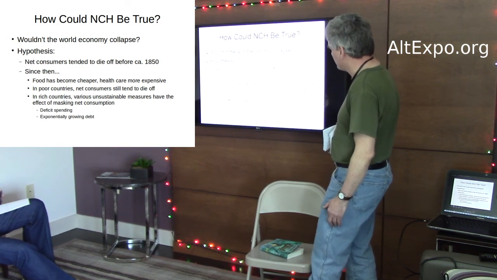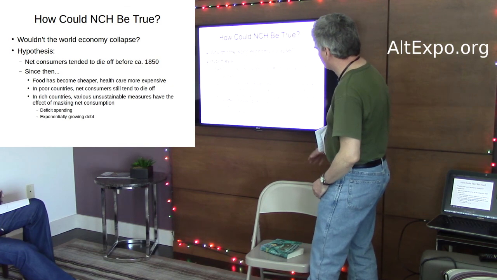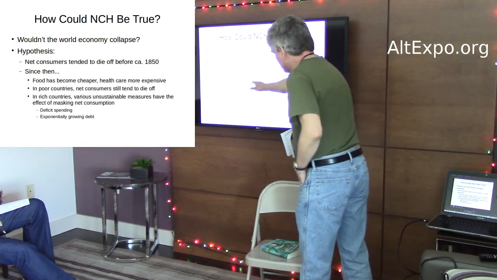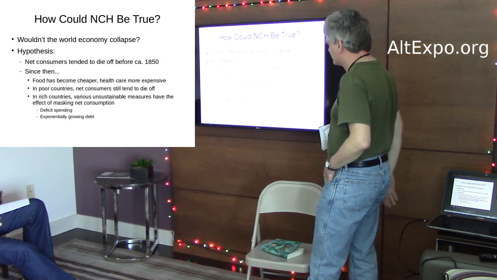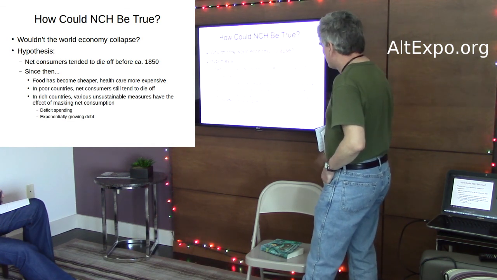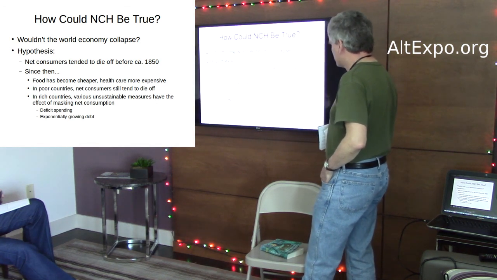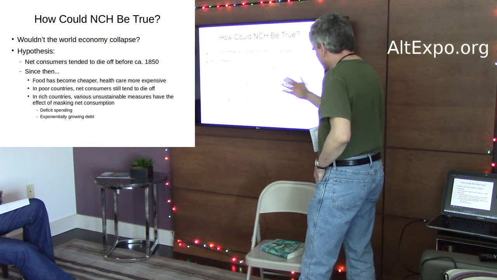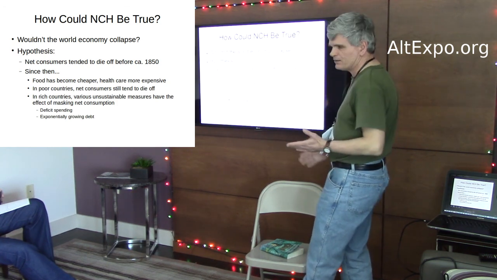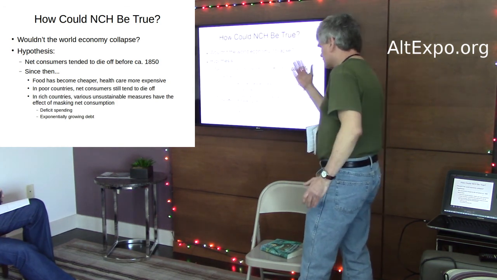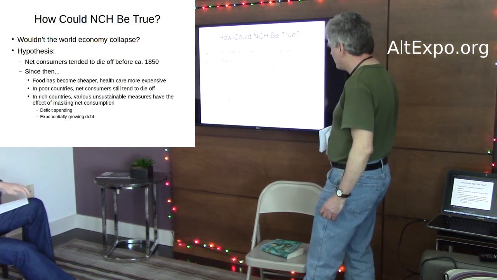Basically, in poor countries, this is still happening. I think there's a lot of death happening in poor countries. I think that much is clear. In rich countries, and this is pretty much all of them, but especially the United States, governments have taken a variety of unsustainable measures that have had the effect of masking this net consumption. Some examples are deficit spending, and then of course this exponentially growing debt.